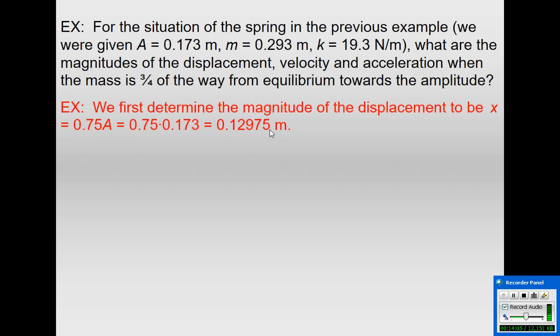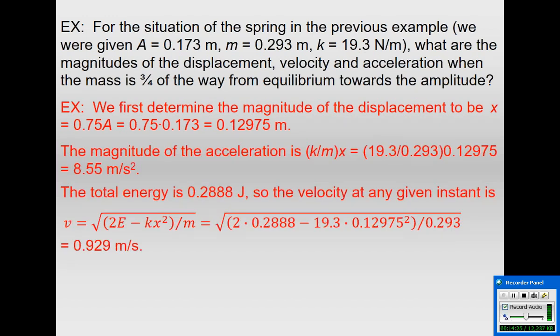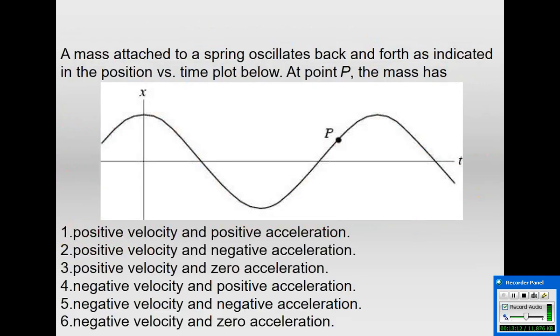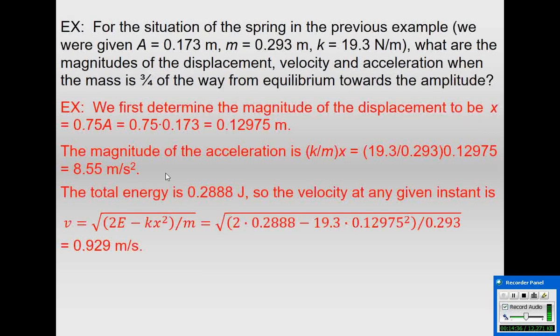Well, what do we mean by 3/4 of the way from equilibrium towards the amplitude? And that means that we're 3/4 of the amplitude. The displacement is 3/4 of the amplitude. 3/4 of 0.173, 0.75 times 0.173 is 0.12975 meters. So we have the displacement. We also have k and m. So that allows me to find the magnitude of the acceleration pretty quickly. If we're looking for the magnitude, we don't worry about the minus sign. K is 19.3, m is 0.293, k over m times our displacement, and we get that the acceleration has a magnitude of 8.55 meters per second squared.